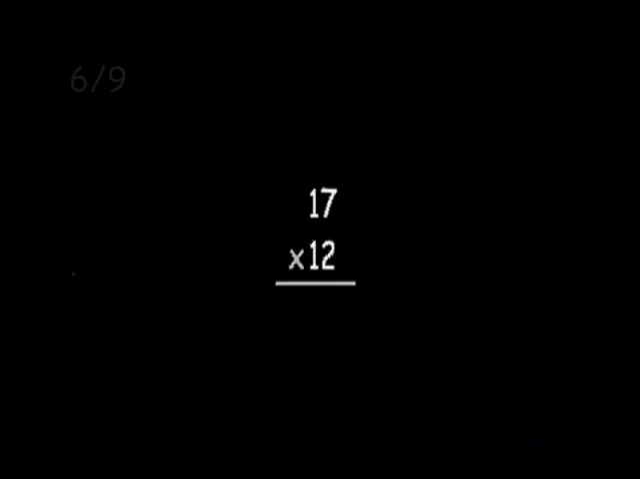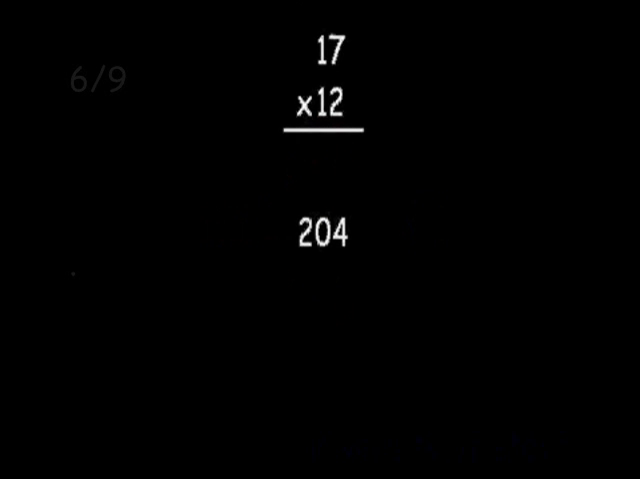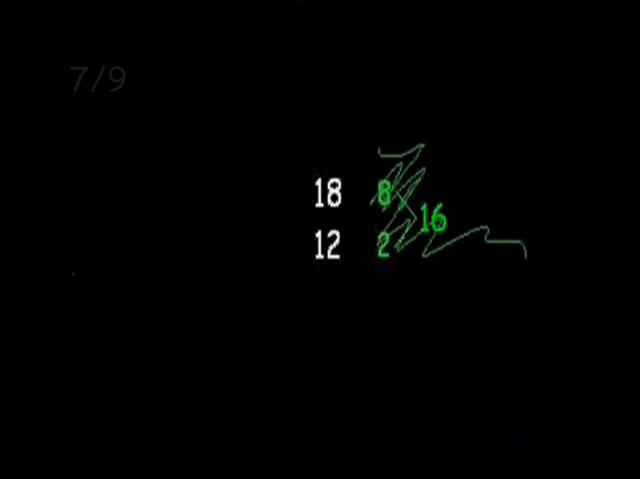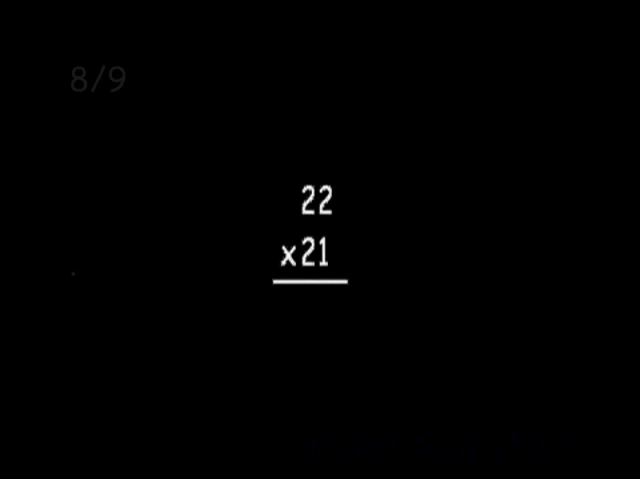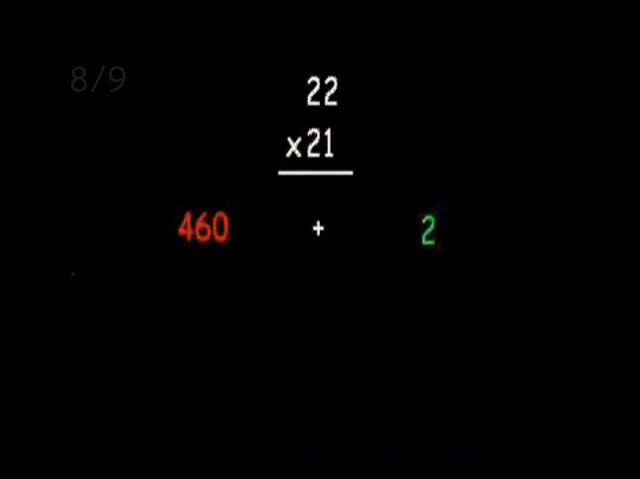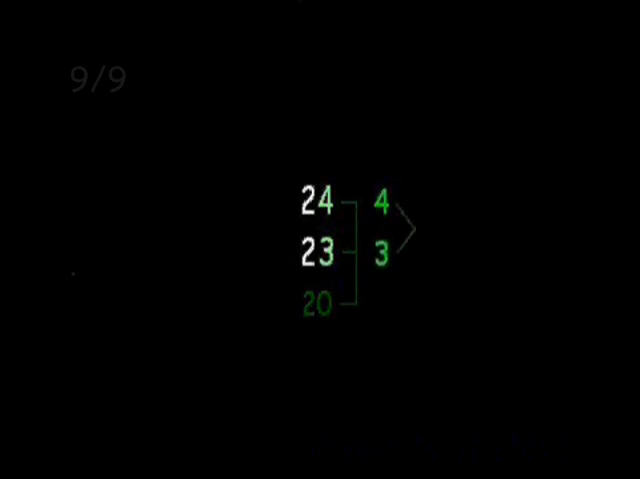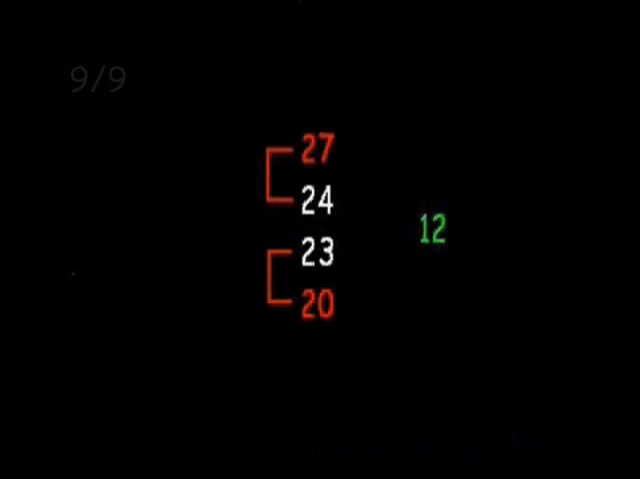So 17 times 12 is 14 more than 190. 18 times 12 is 16 more than 200. 22 times 21 is 2 more than 460. 24 times 23 is 12 more than 540.